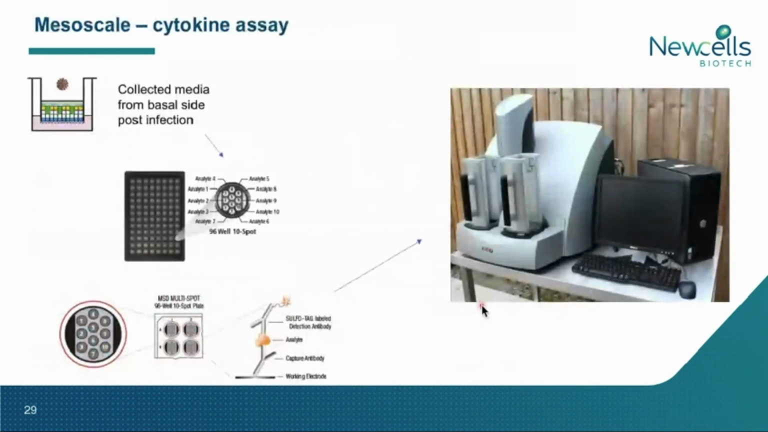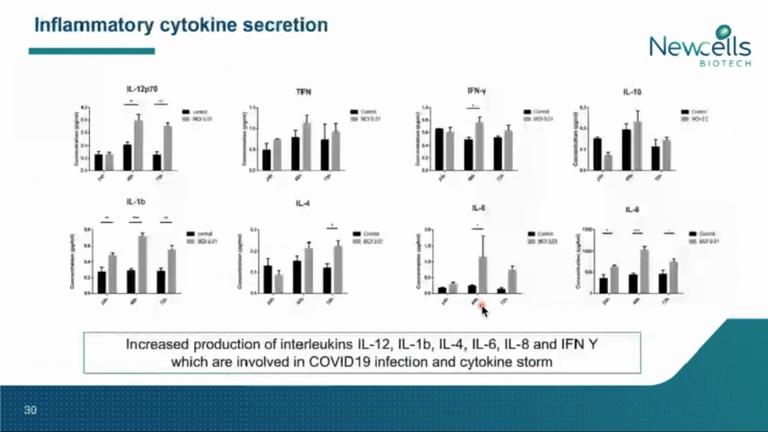So one of the other things that's important to model is, can we replicate the events that would lead to a cytokine storm, or at least the production of cytokines and chemokines within our model? We use our Mesoscale cytokine assay, which is employed for a lot of other projects within New Cells Biotech, primarily to do with hepatotoxicity and nephrotoxicity. If we look at the data from that, we can see that there is secretion of substantial numbers of inflammatory cytokines, things that would be involved in COVID-19 infection and the cytokine storm.